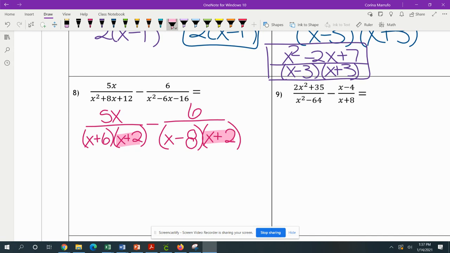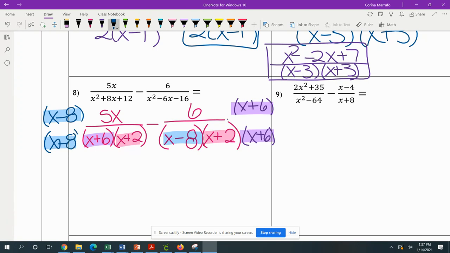What they don't have in common is this one has an x plus 6 and this one doesn't. So we're going to have to multiply the top and the bottom by an x plus 6. Okay, but it's still not exactly the same, because this one has an x minus 8 and this one doesn't. So to get a common denominator, they have to be exactly the same. They have to have all the same terms. So I am going to multiply the top and the bottom by x minus 8. Okay, so we go ahead and do that.